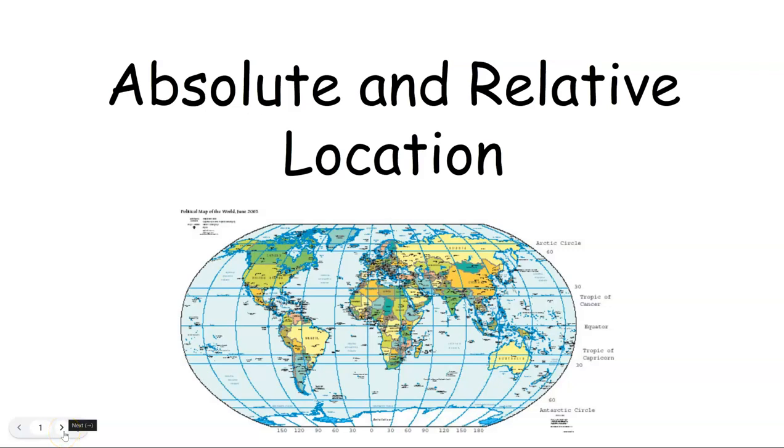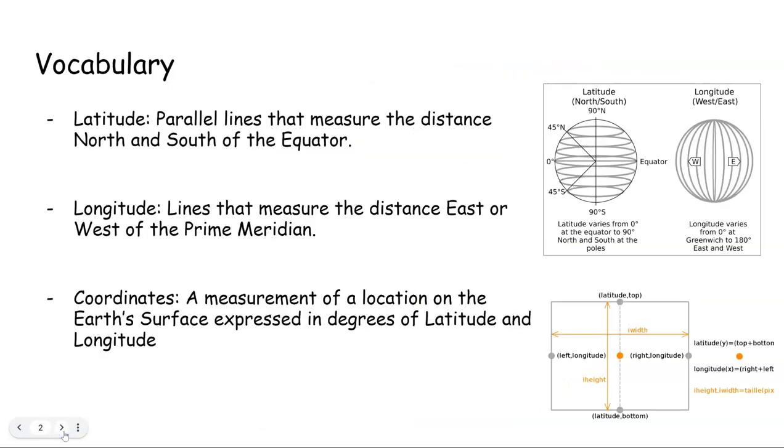Absolute and relative location are two really important concepts when we talk about geography. They can often impact our understanding of how and why humans might live in a certain location or why they might not live in a certain location. So, to start us off, we're going to go over some vocabulary very quickly.